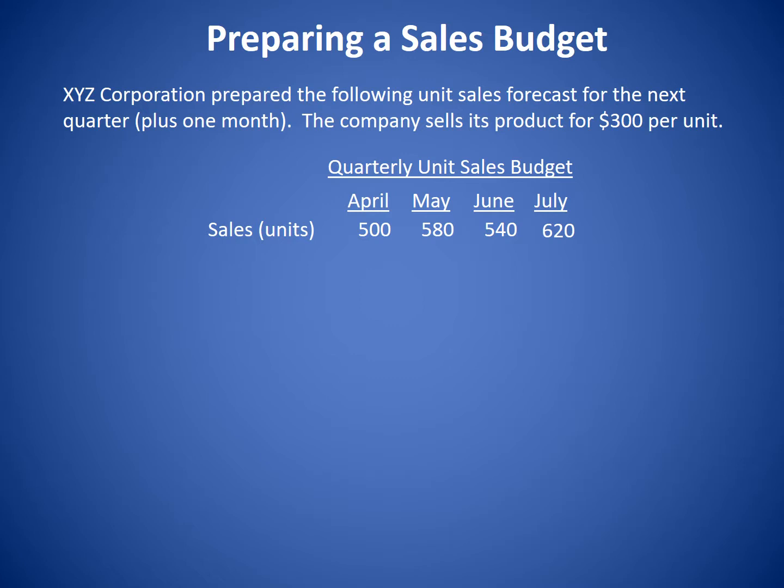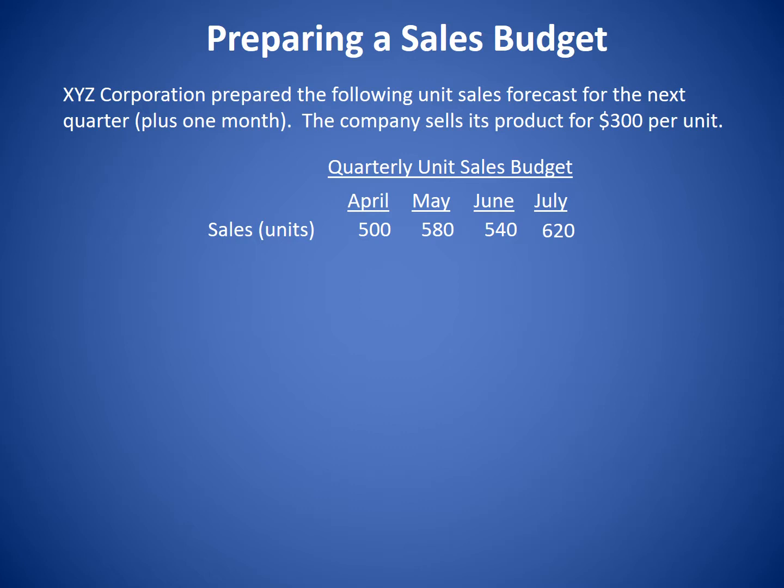The company sells its products for $300 a unit. So let's take a look at the quarterly sales budget here in terms of sales in units, not in dollar amounts, but in units at this point. So April 500, May 580, June 540, July 620.